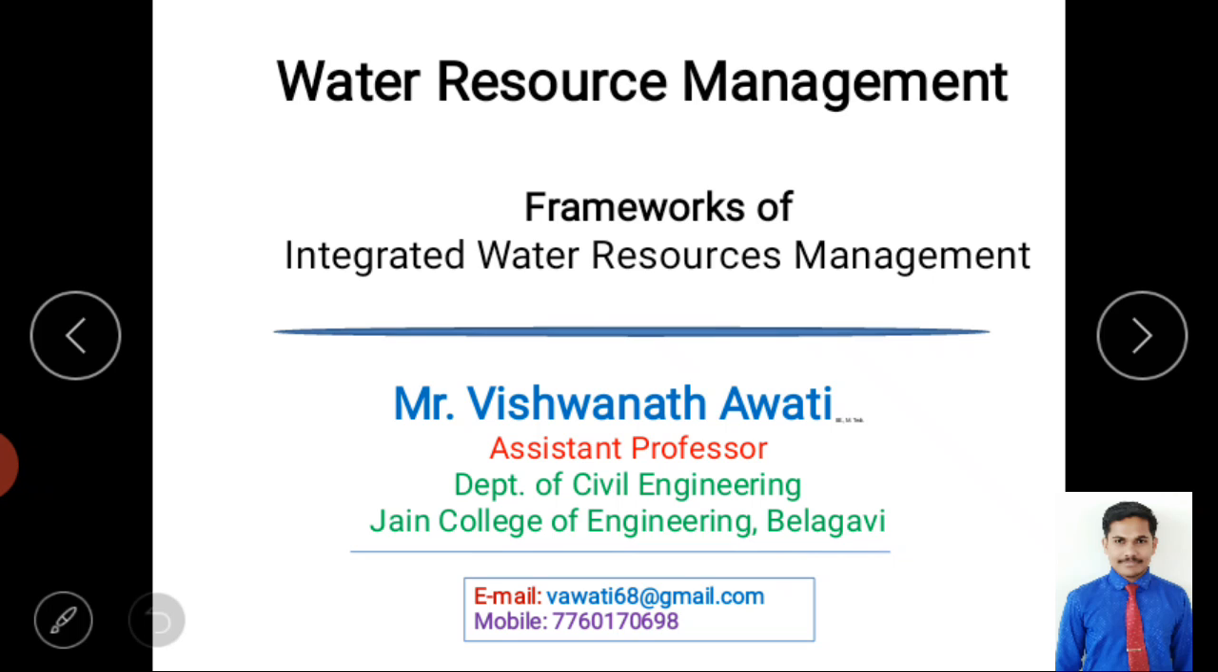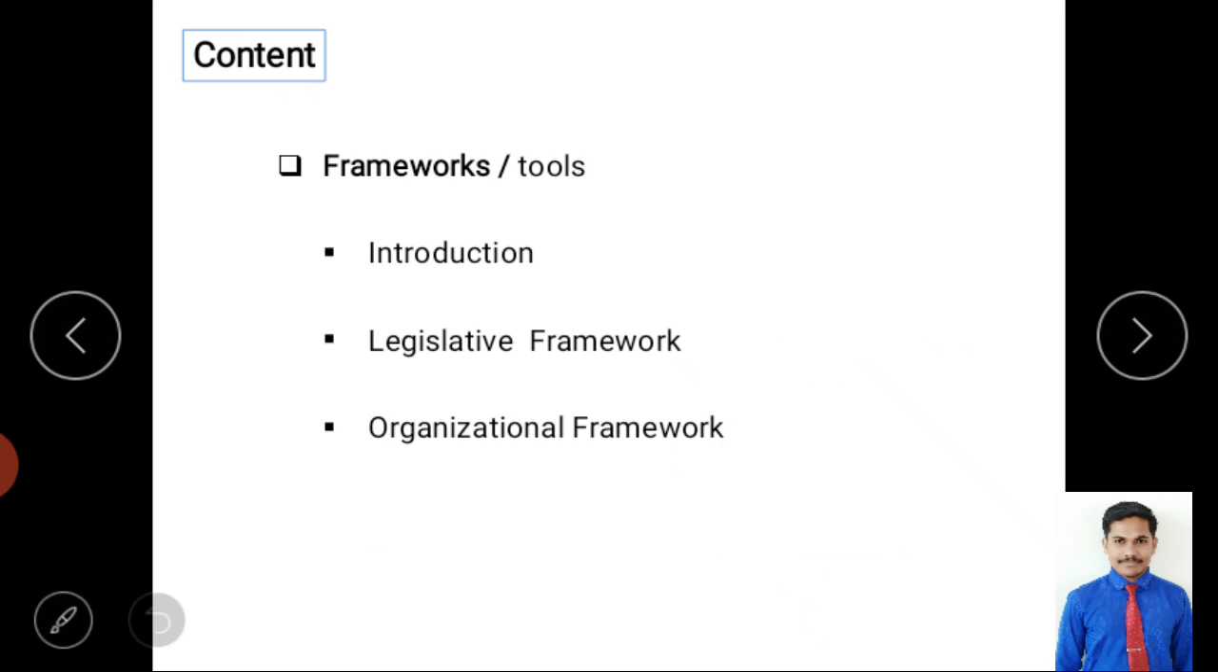So today we are mainly discussing the integrated water resource management portion. In today's lecture we are discussing frameworks of integrated water resource management implementation. We'll see the content of frameworks of integrated water resource management, also called one of the tools to implement integrated water resource management. Why? Because these kinds of frameworks help us as one of the tools to make implementation, right?